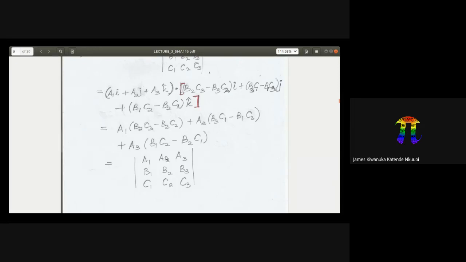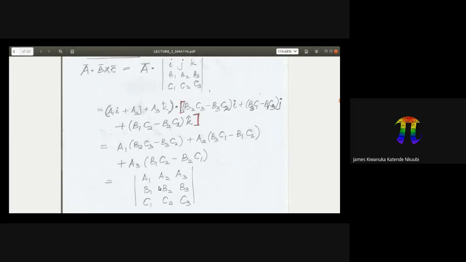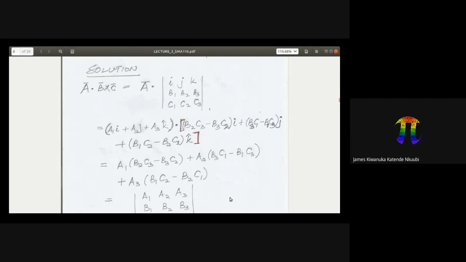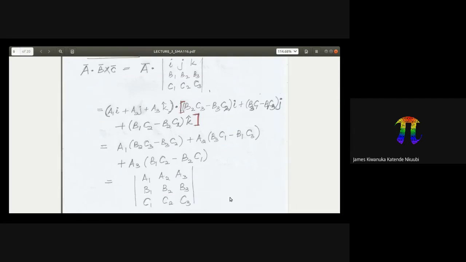Now what you have here is precisely the determinant of this matrix. You can compare, try to compute the determinant of this matrix. You will see that it's exactly what you have here. So what we have shown is that A dot B cross C is just the determinant of this matrix, where the first row are the components of A, the second row the components of B, and the third row would be the scalar components of C.